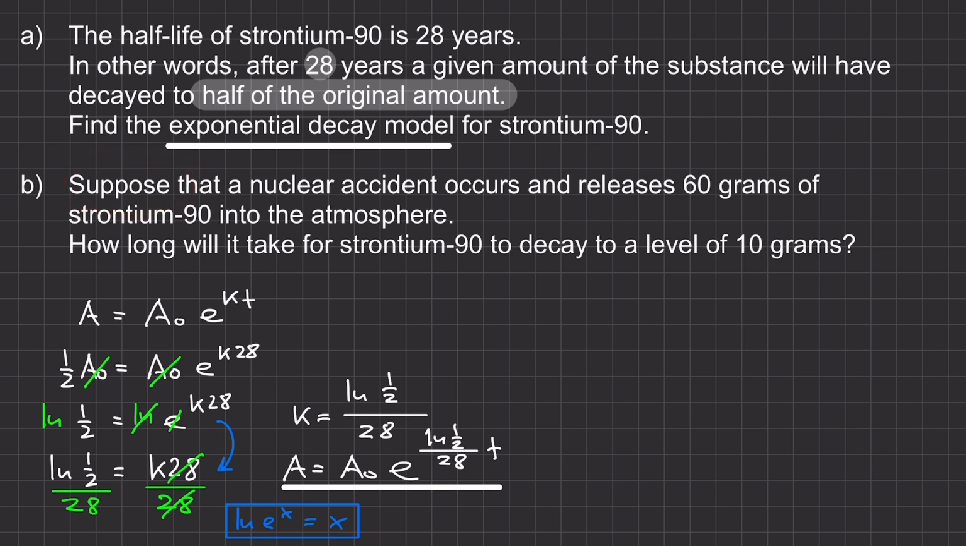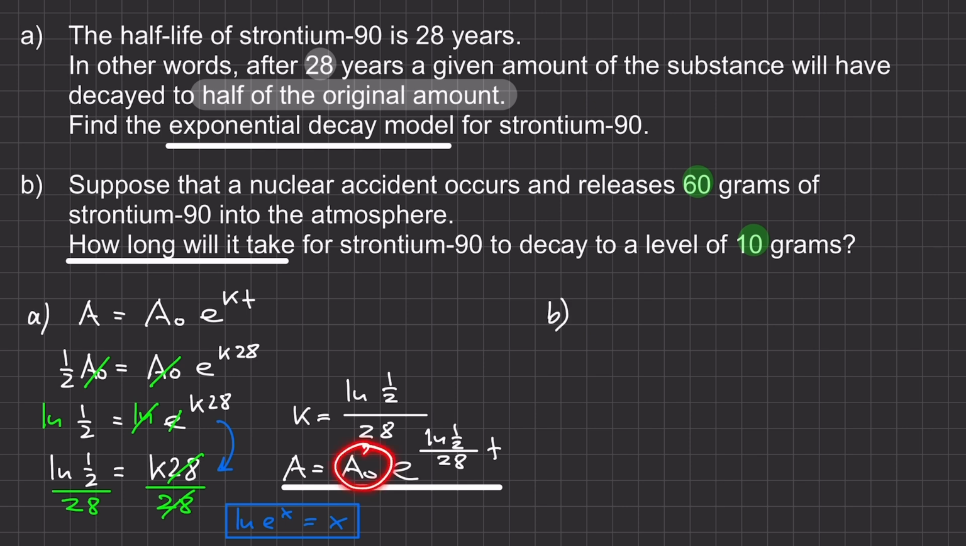Suppose that a nuclear accident occurs and releases 60 grams of strontium-90 into the atmosphere. How long will it take for strontium-90 to decay to a level of 10 grams?